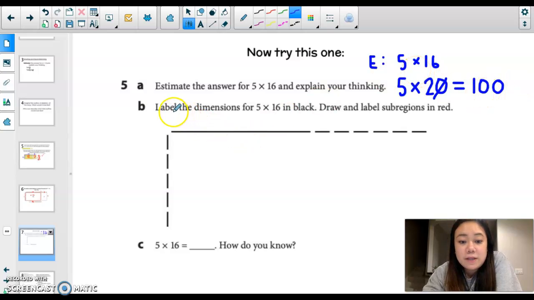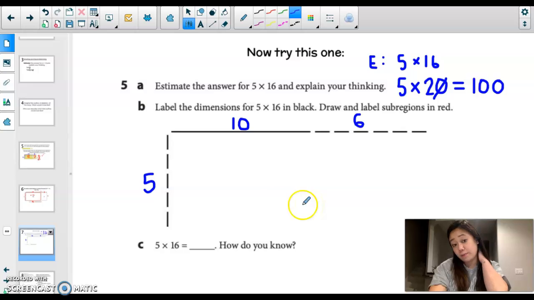Perfect. Now let's label the dimensions for 5 times 16 in black. So you need to do this in your notebook. So draw 5 little short lines here that represent 1. And I'm going to write 5 on the side so I know it's 5. And then in your notebooks also, you're going to draw a straight line. What does this straight long line mean? 10. It represents 10. So you draw that. And then draw 6 short ones. So that's 6.